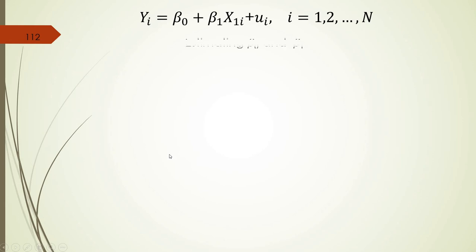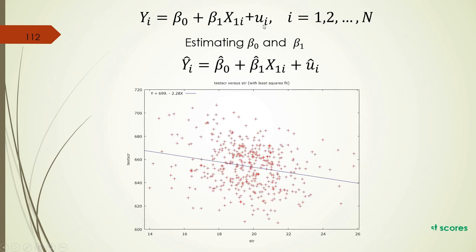So this is our model in the population, and we want to estimate it. In order to estimate beta 0 and beta 1, we will develop an estimated model. On the picture, you see these red crosses, which are our original data for 420 districts. For example, in one of the districts, the student-teacher ratio is somewhere below 20, let's say 19, and the test score for that district is somewhere around 605 test points.